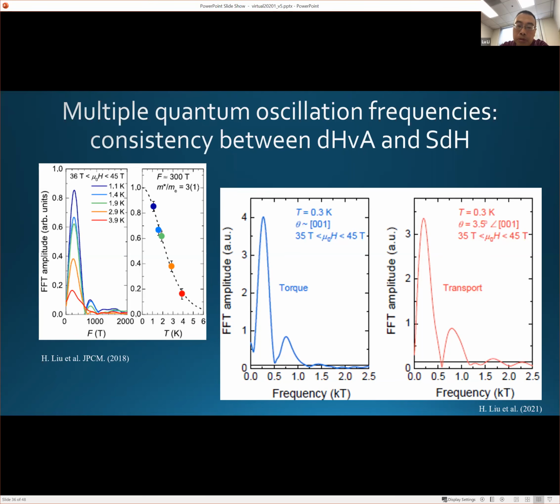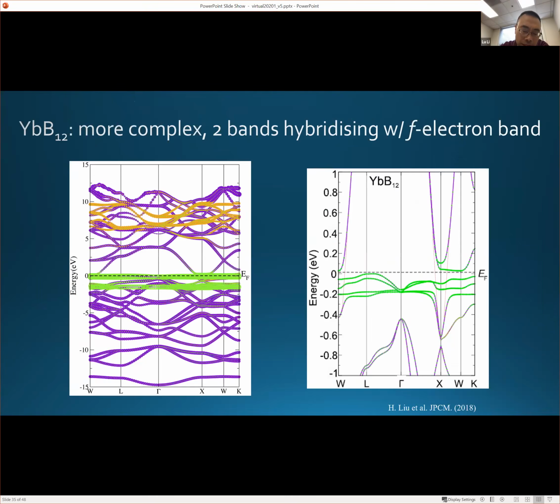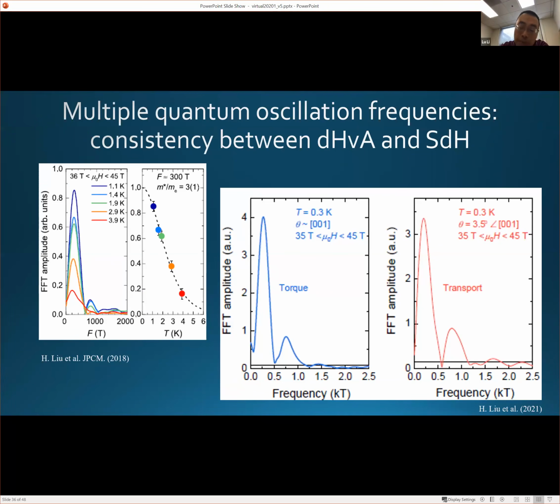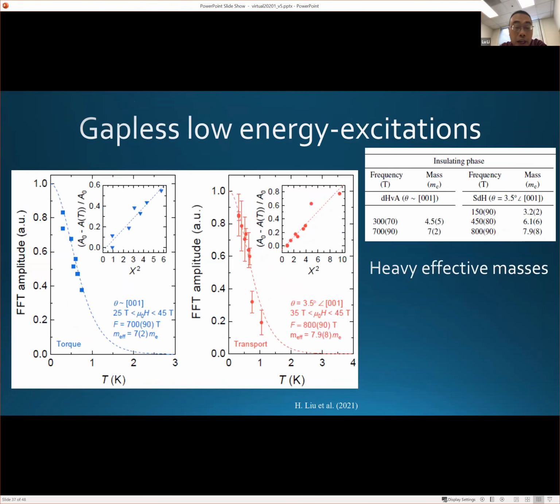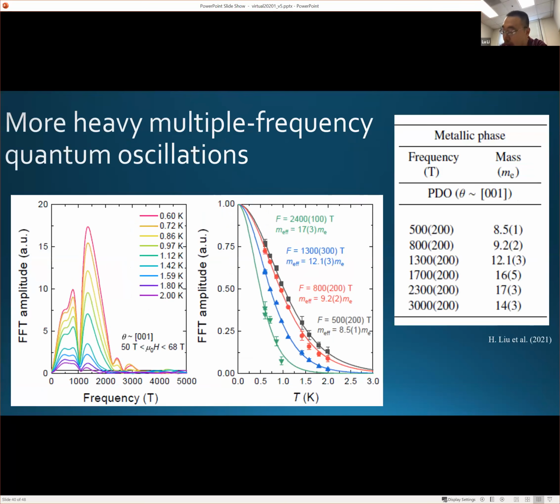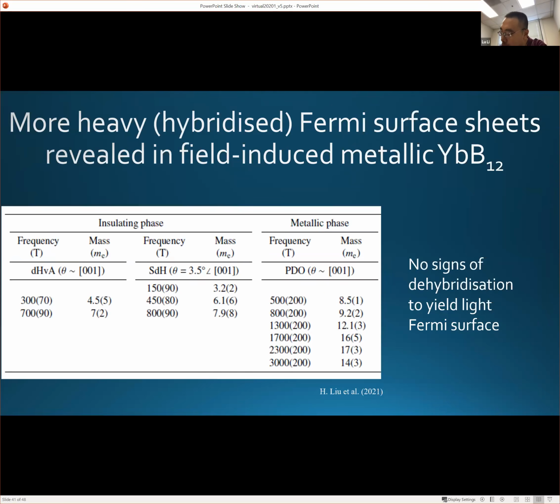The only difference between our data and Suchitra's data, beautiful data by the way, is the mass. If I remember the table right, in her data the same pocket gave more or less the same mass, about 8 or 7 m_e. Whereas in our data, I'm going to show that in the dHVA it's 8, but in SDH it's about 14. So what's going on? How to think about that? It's an open question. I'm just trying to give an aspect from the data.